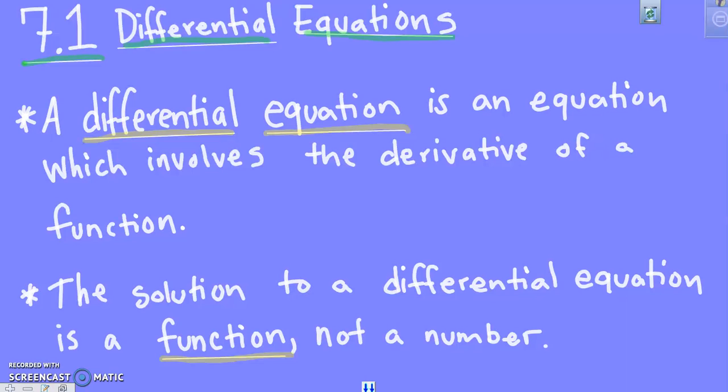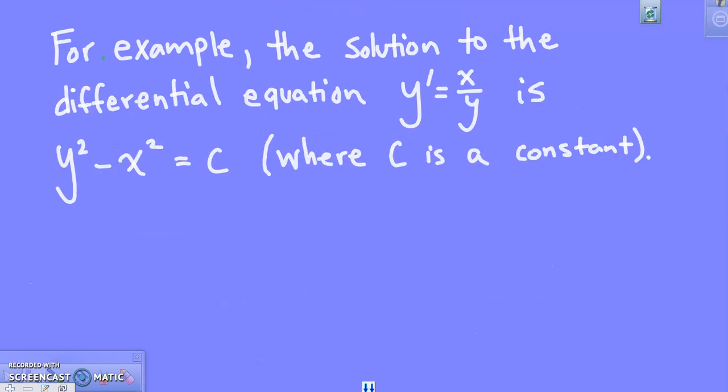7.1 starts off with differential equations. So, quick notes. A differential equation is an equation which involves the derivative of a function, and the solution to a differential equation is a function, not a number. So, for example, the solution to the differential equation y prime equals x over y is y squared minus x squared equals c, where c is a constant.